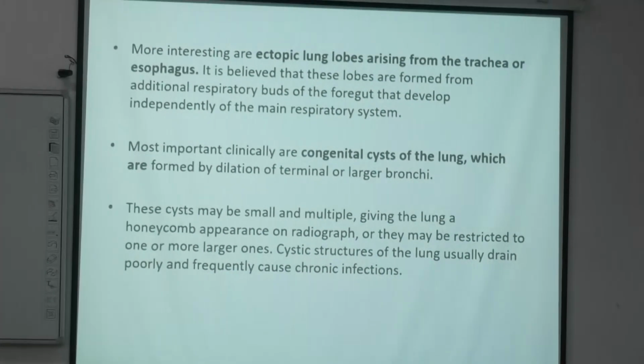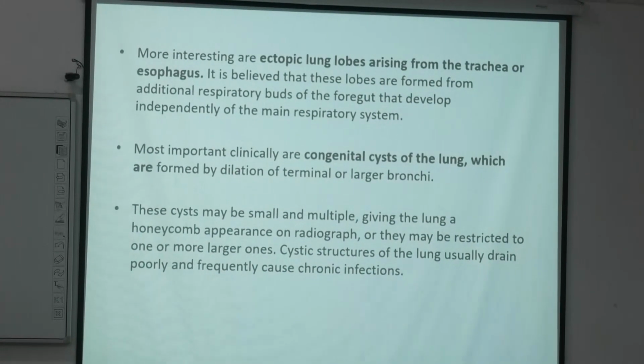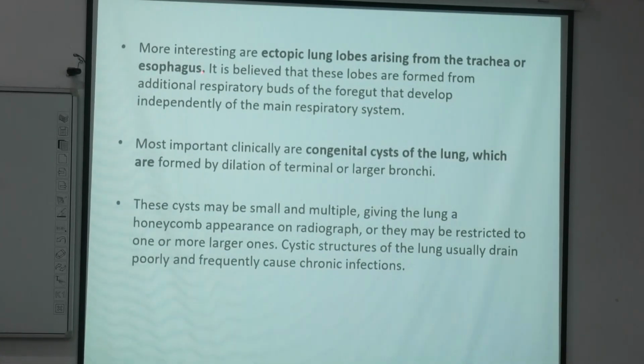Now, more interesting are ectopic lung lobes arising from the trachea or esophagus. It is believed that these lobes are formed from additional respiratory buds of the foregut that develop independently of the main respiratory system.